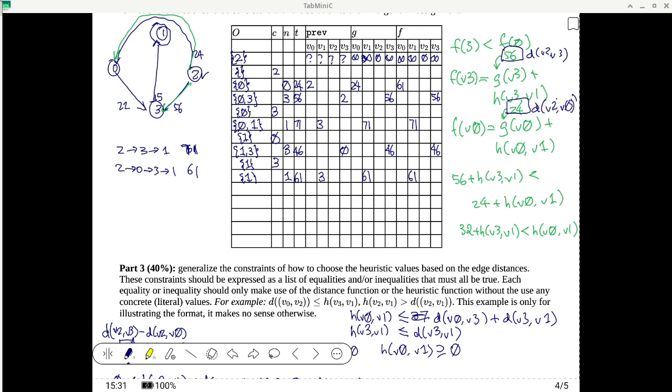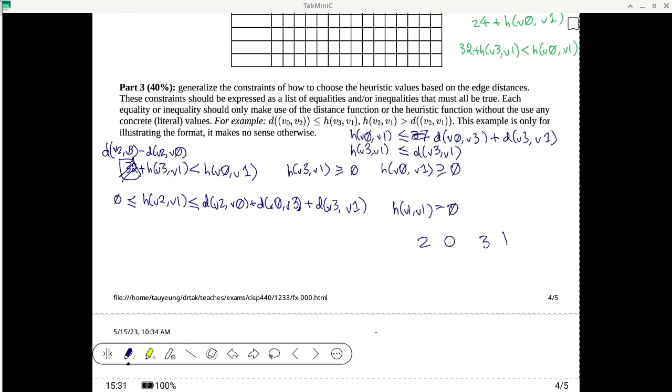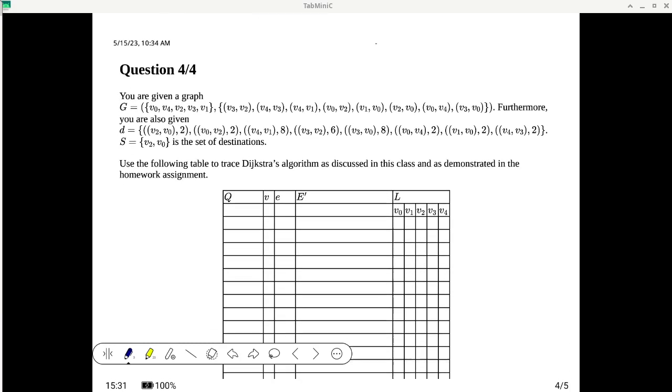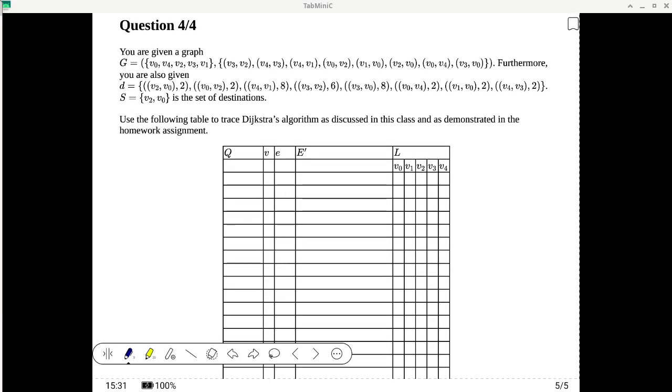So let's move on to the last question. The last question is really the easiest one. So we'll go ahead and read the question first. You're given the graph, we have five vertices in this case and a whole bunch of edges. Further, you're also given the distance function. This is the distance function here. And then the S set, which are the destinations, has two vertices, V2 and V0. Use the following table to trace Dijkstra's algorithm as discussed in this class and as demonstrated in the homework assignment.